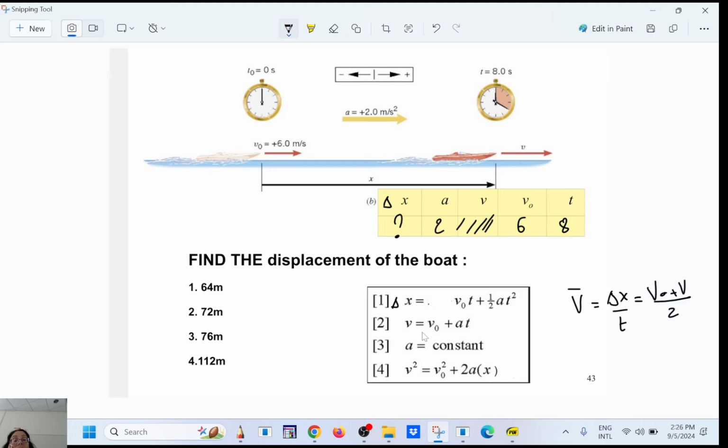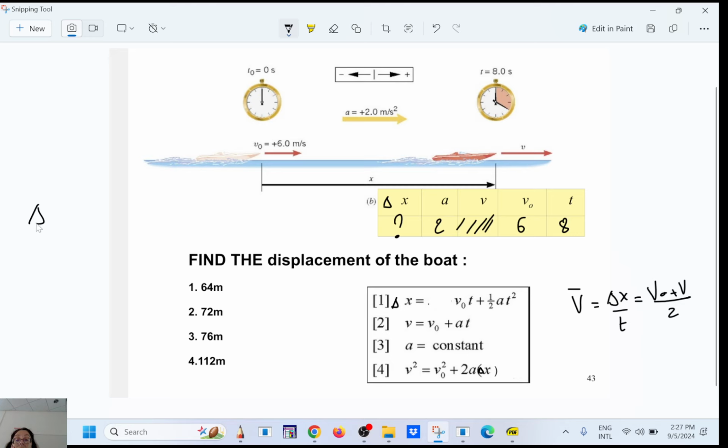Equation 2? Okay, if you use equation 2, it's going to give you the final velocity, right? That will be right, except that they are asking for the displacement. So if you use number 2, then you will have to plug in number 3 to get the displacement. So which equation can we use? The first one, right? Either you use 2 and then 4, or you use the first one.